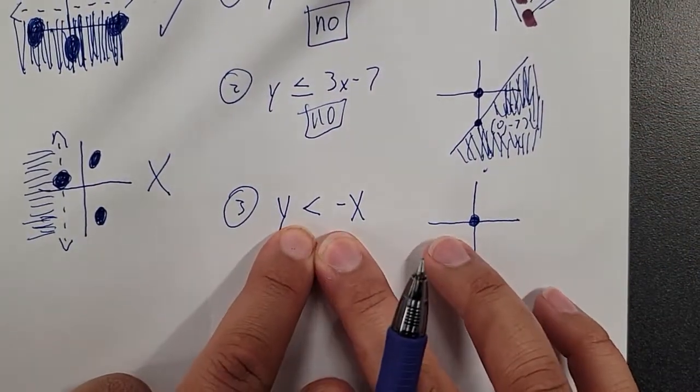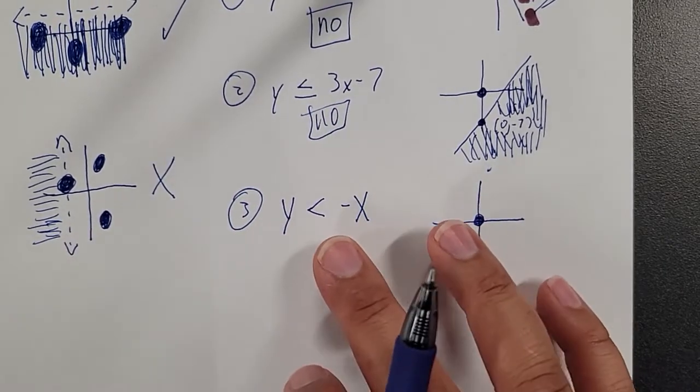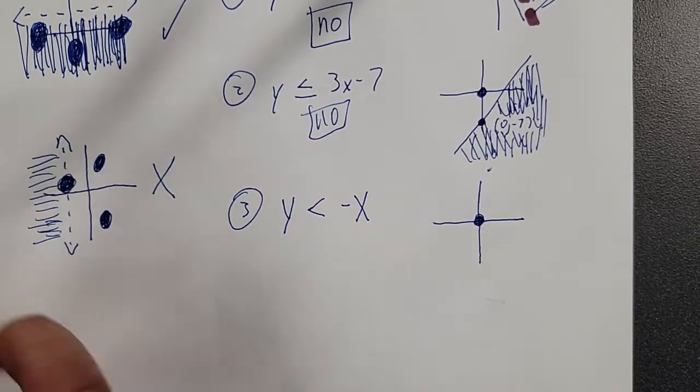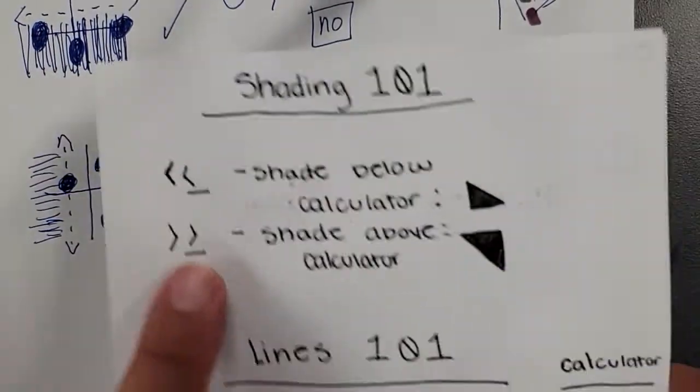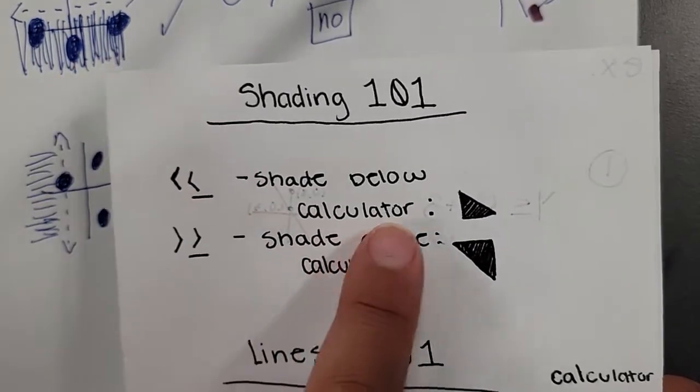Now this is a dashed line, and all we have is negative x. Okay, this is a dashed line according to the notes. If I see this symbol, you're going to put a dotted line or dashed line, however you want to say it, and then we're going to shade above or below. Right here, we're going to shade below.